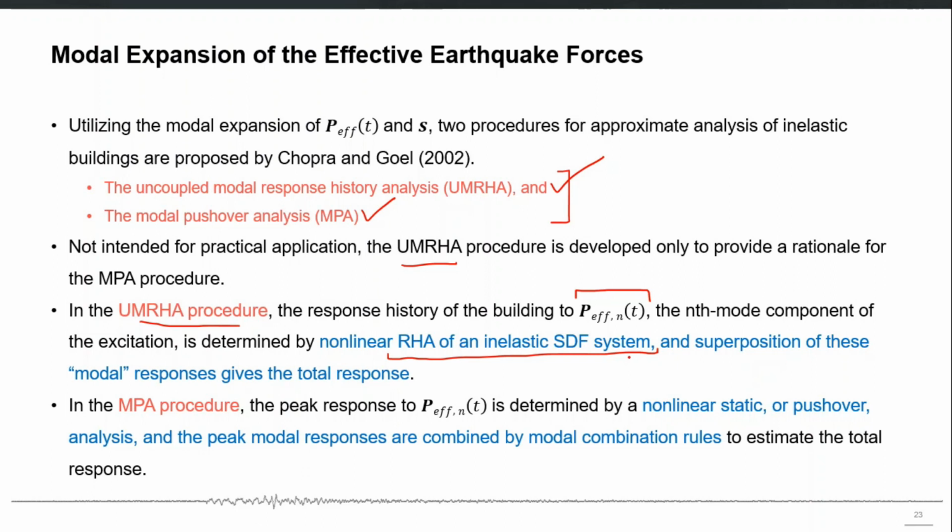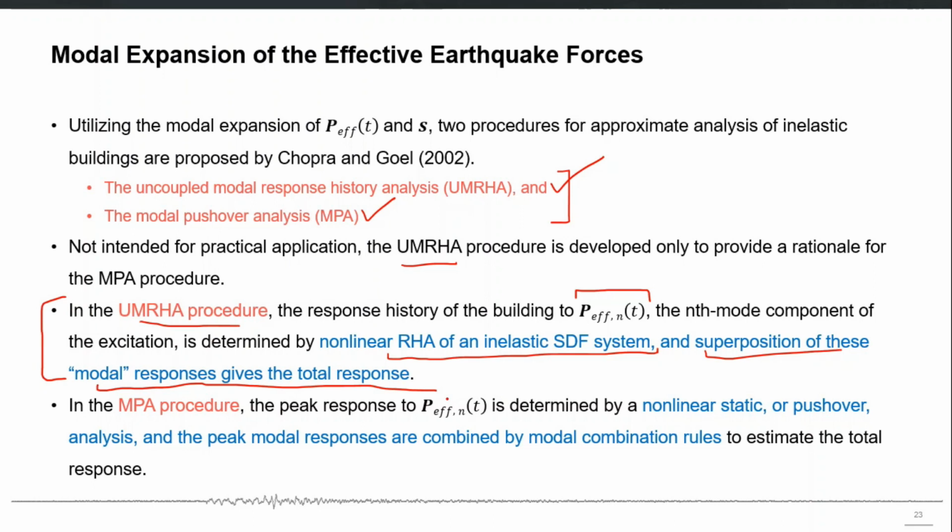And you do that for enough number of modes and then superimpose the responses of those modal single degree of freedom systems to get the total response. So you develop a nonlinear single degree of freedom system for each mode separately, apply the earthquake to that mode separately, and then combine the time history responses to get the total time history response of the multiple degree of freedom system. So the UMRHA procedure is an approximate dynamic analysis procedure, but it is highly approximate and has a few assumptions.